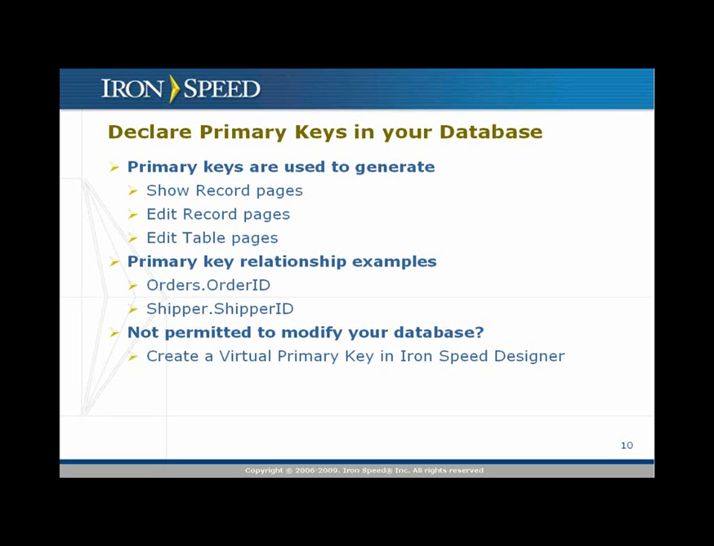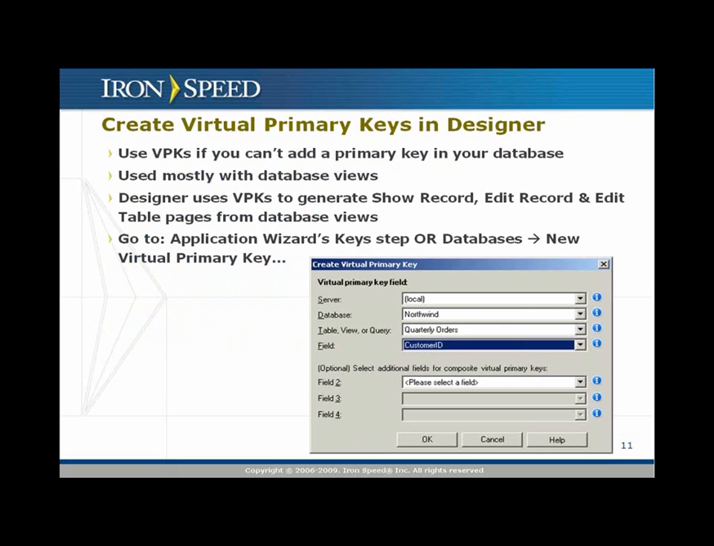Now, in the case of database views, you may not be permitted to modify your database, or you may not have primary keys already declared in your database for things like database views or some selected tables. Not to worry, you can create a virtual primary key in IronSpeed Designer, where basically you designate a field to be used as a primary key. Of course, that field really does need to function as a primary key, so it should be unique. You create a virtual primary key either in the application wizard, in the keys step, or by selecting the database's pull-down menu and new virtual primary key.